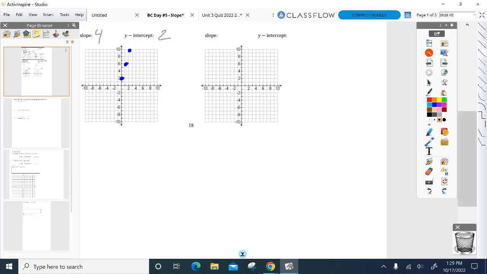Graphing is not my concern today, so I don't care if you do this with a straight edge or not. Graphing is not my concern. I'm not even going to have you do it on the homework. So there's my line, 4x plus 2.